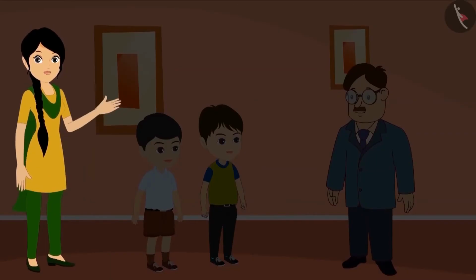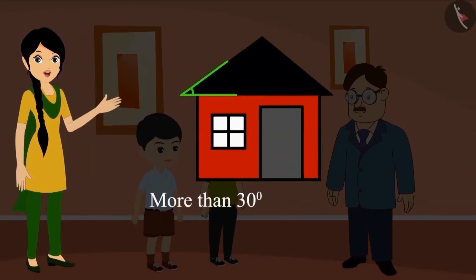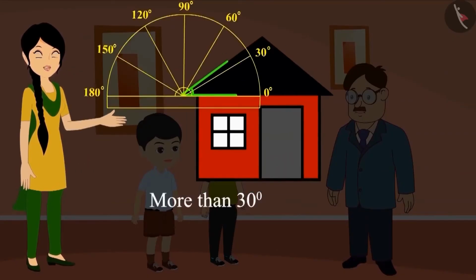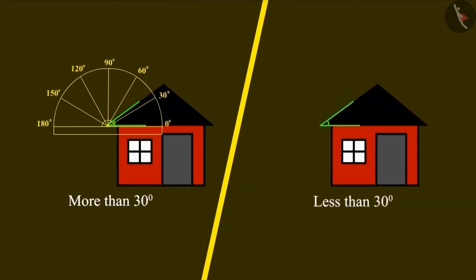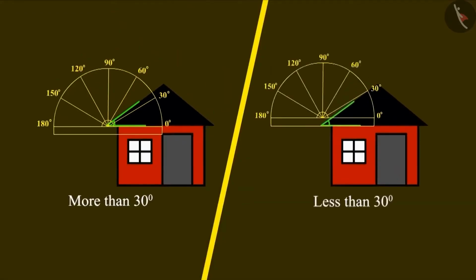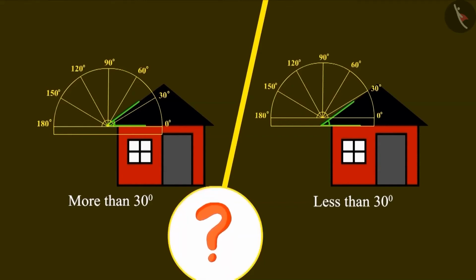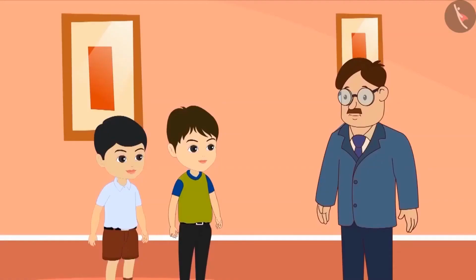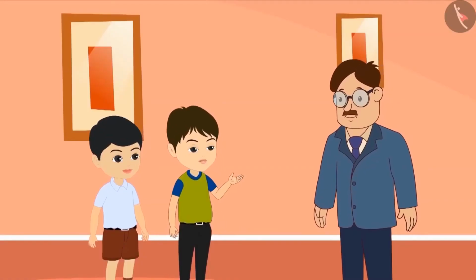According to Bholu, the measurement of this angle is more than 30 degrees. And according to Golu, the measurement of this angle is less than 30 degrees. Both of them went to their uncle to find out whose answer is correct. Uncle, how can there be two different measurements of the same angle?